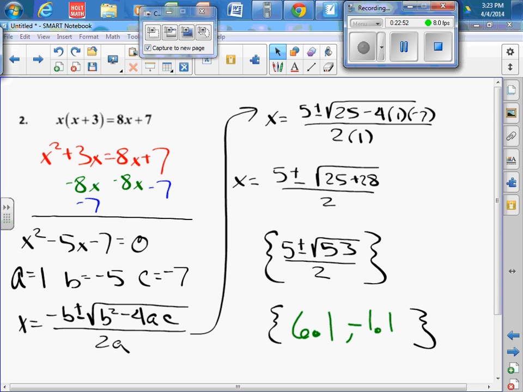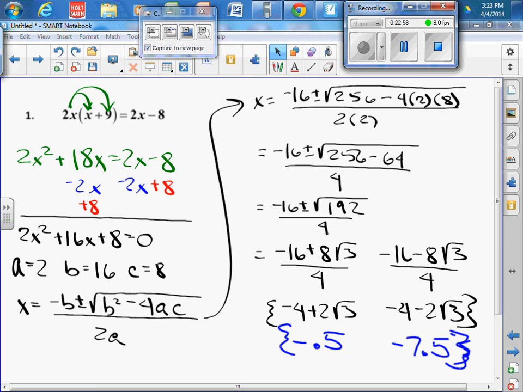All right, so, well, that's number 2. I want to go back to number 1. Here we go. What you're going to do is use the distributive property and come up with 2x squared plus 18x is equal to 2x minus 8. Now we have to get 0 on the right side. So we're going to subtract 2x from both sides to give us 16x, and then add 8. So a is equal to 2, b is equal to 16, c is equal to 8. Plugging everything in, you get negative 4 plus or minus 2 radical 3. And that gives us the 2 rounded off to the nearest tenth as negative 0.5 and negative 7.5. You can pause the video and write things down as you need. Let's go on to number 2.